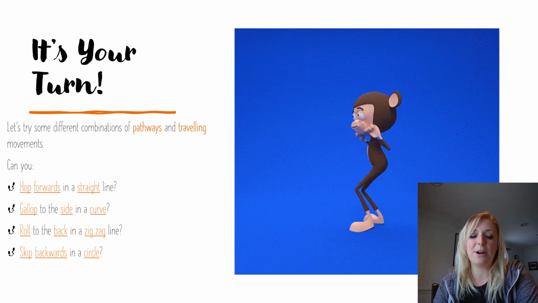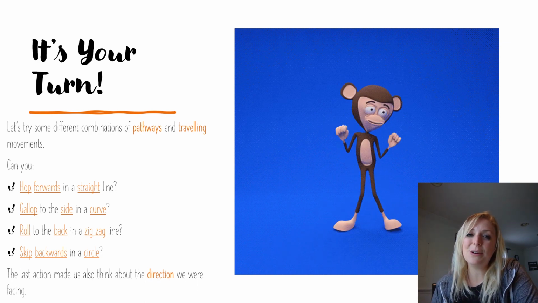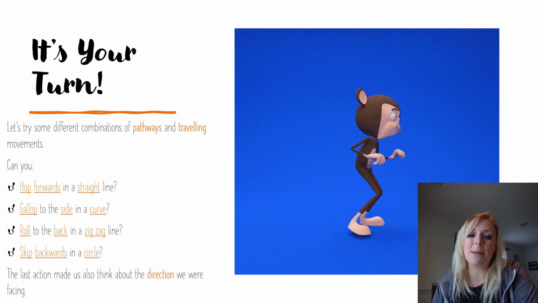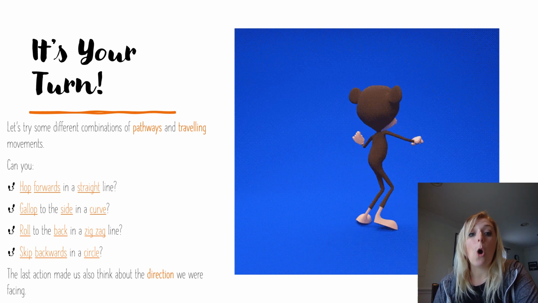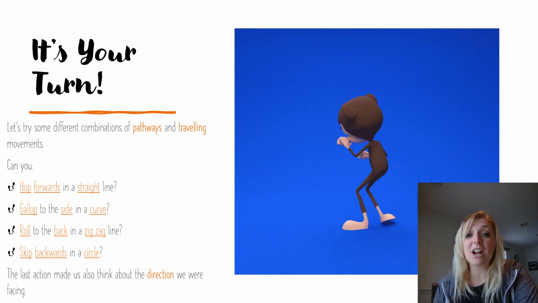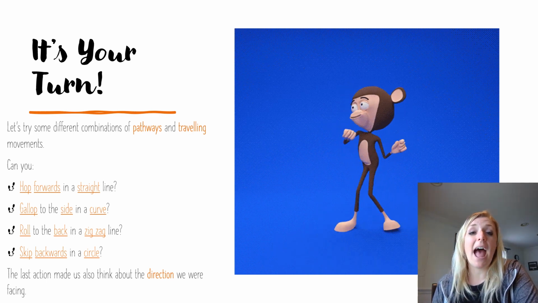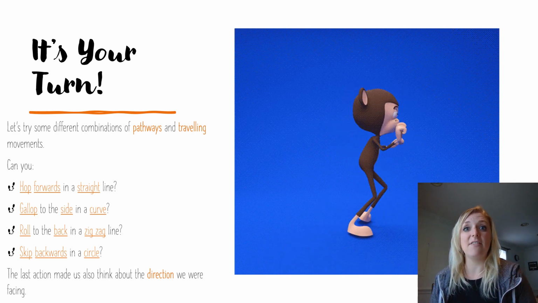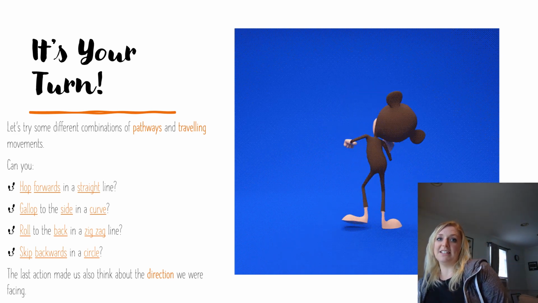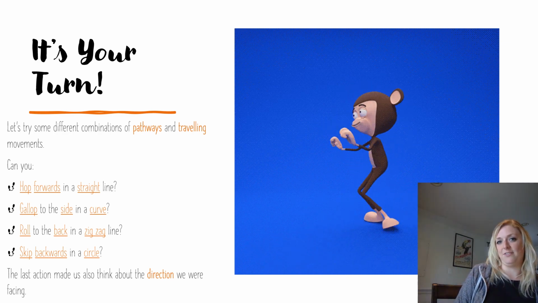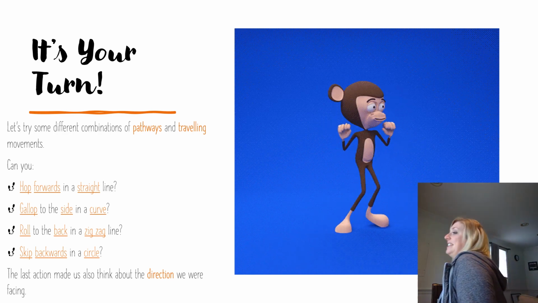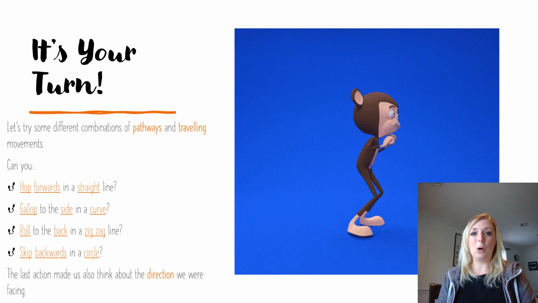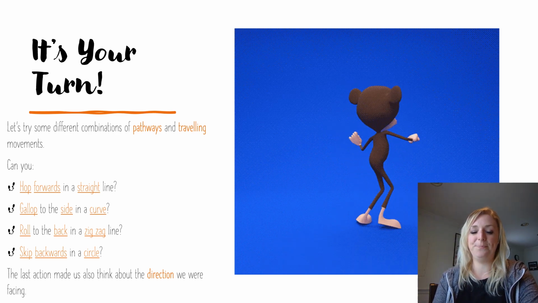Brilliant work, lower primary. Did you notice the last one, skipping backwards in a circle, also made us think about which direction we were facing? So perhaps in your dance, you don't always want to have your body facing in the direction you're going. You can move to the side and your body can still face the front. Or you could turn to the side as you travel that way. Also something to think about.